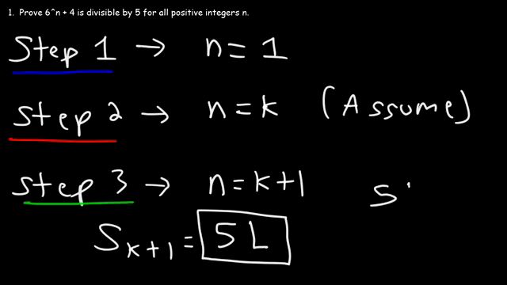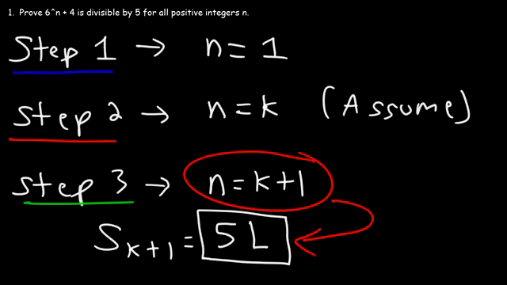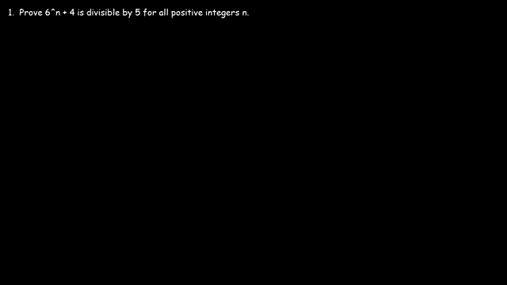Because if you divide 5 multiplied by some integer by 5, you're going to get that integer. So 5 times any integer, whatever that is, will always be divisible by 5. So for this particular example, once we replace n with k plus 1, we need to show that that particular expression is equal to 5l. And once we do that, we have proven that the original expression is divisible by 5 for all positive integers n. Now let's go ahead and work on this problem.